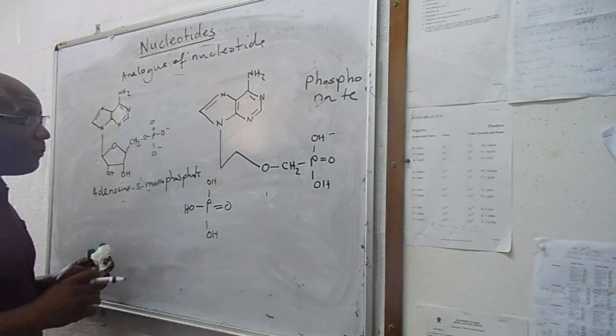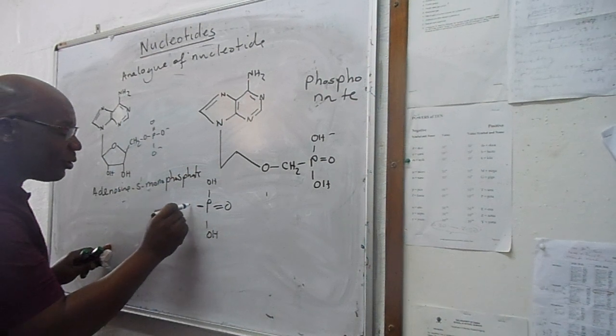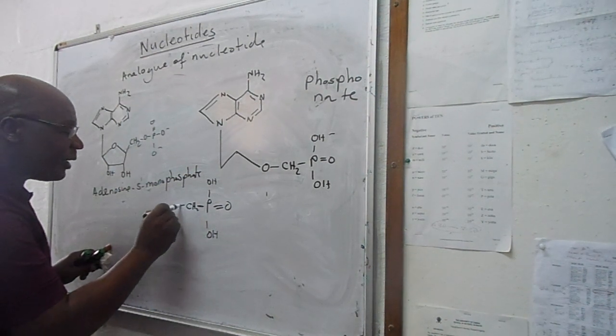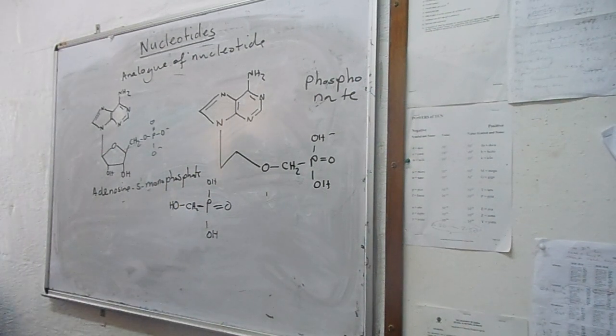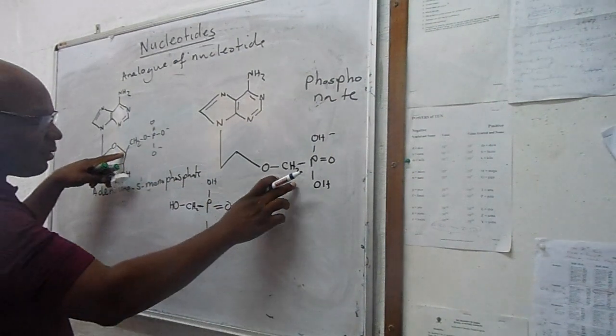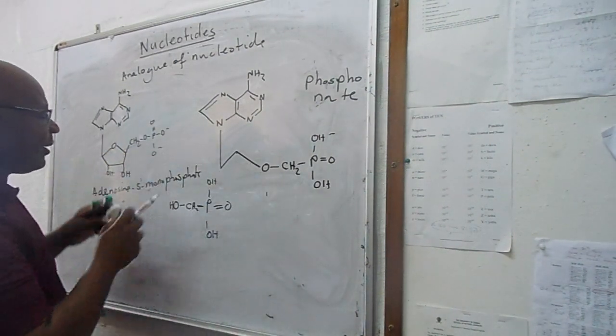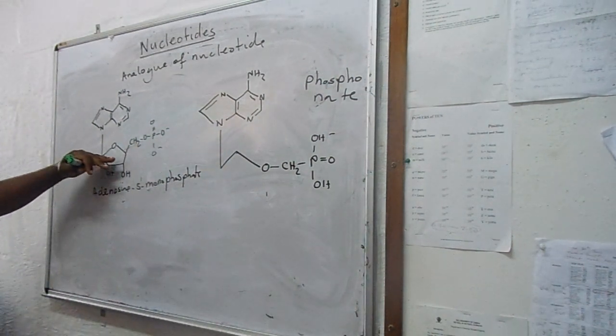But the phosphonate, phosphorus is joined to carbon, and then the phosphate there. This is the phosphonate. That is the phosphoric acid. This is phosphonate. So I introduce the phosphonate there. Right, so I introduce the phosphonate and remove the rest.